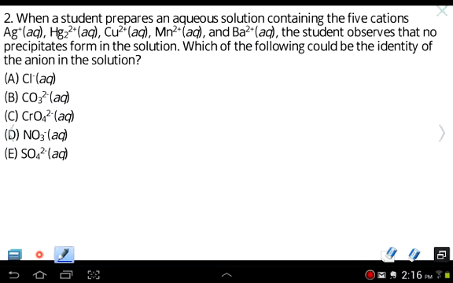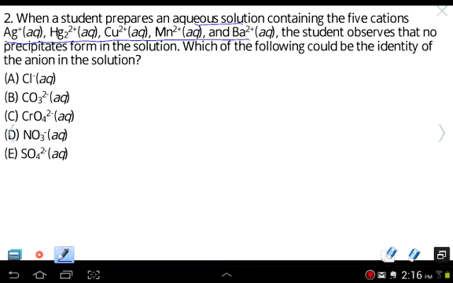Here's a second question really along the same lines. Here we say a student prepares an aqueous solution containing these 5 cations, silver, lead, copper, manganese, and barium. The student observes that no precipitates form in the solution. Which of the following could be the identity of the anion?